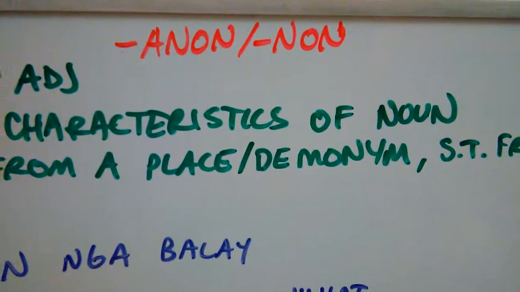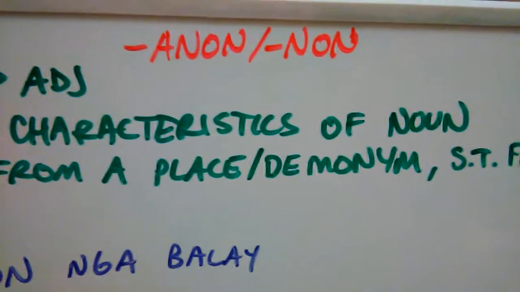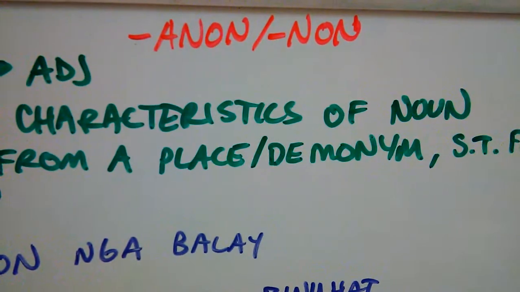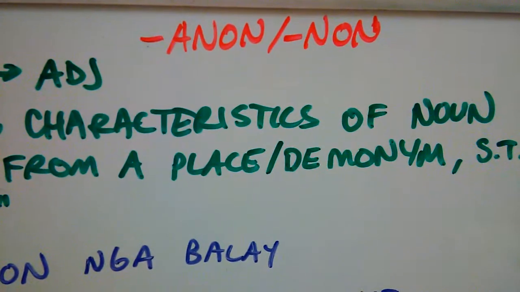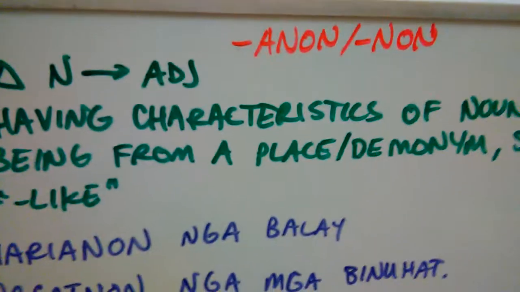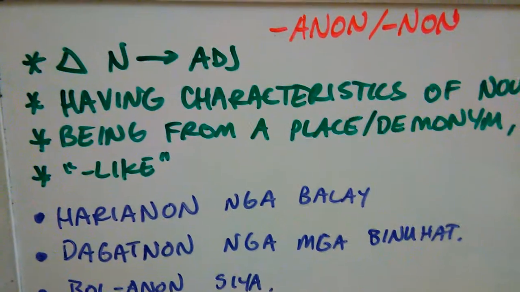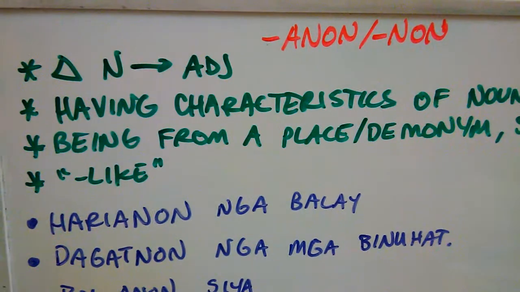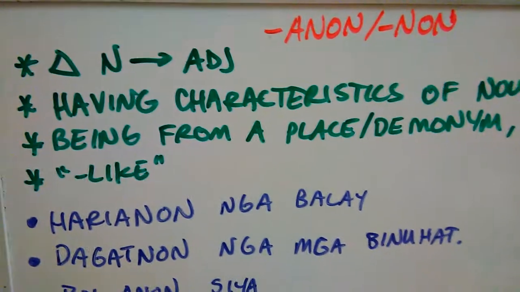Alright, really quick and easy video for y'all today. It is about the ending anon or non, and again, depending on the stress of the penultimate syllable or whatever syllable that is. So it just depends, right? You get the picture. It changes nouns to adjectives and adds this sort of likeness to it, and we'll see from the examples.